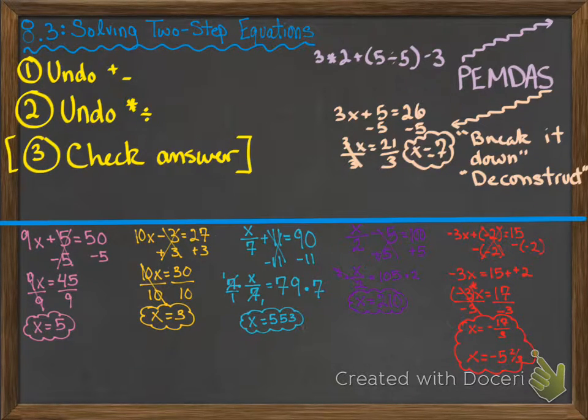All right? Don't get caught up just because there's negatives floating around. Just follow the steps. You undo addition with subtraction. You undo subtraction with addition. You undo multiplication with division. You undo division with multiplication. Don't get tripped up. All right.